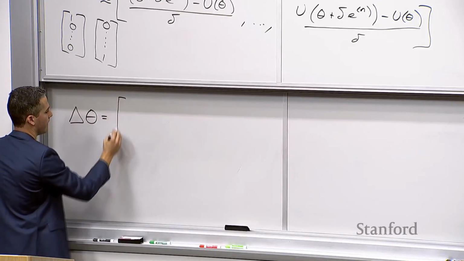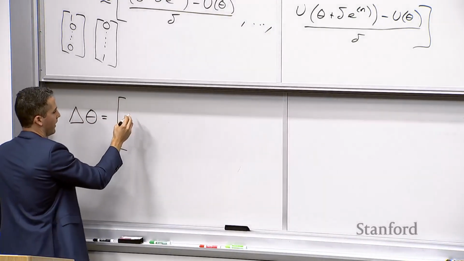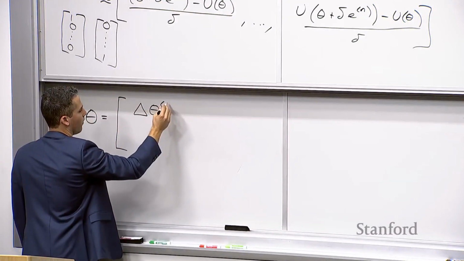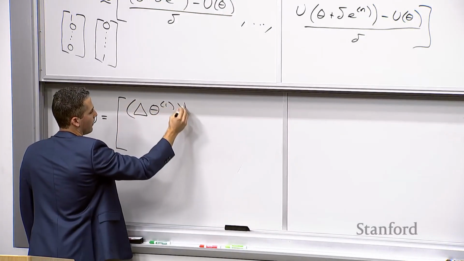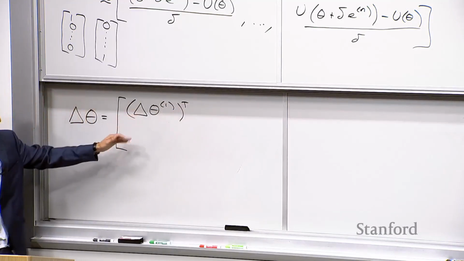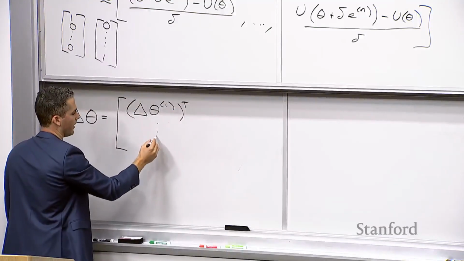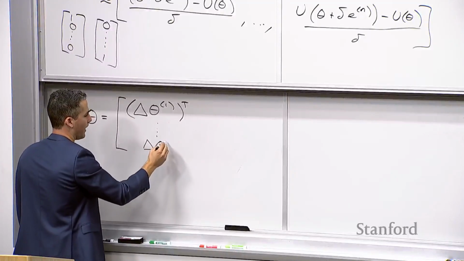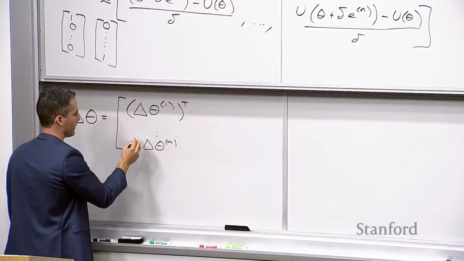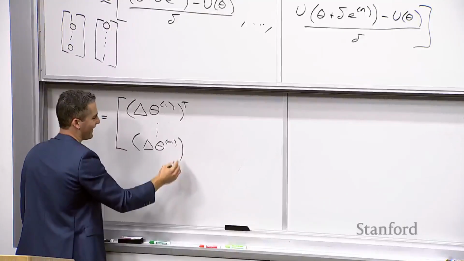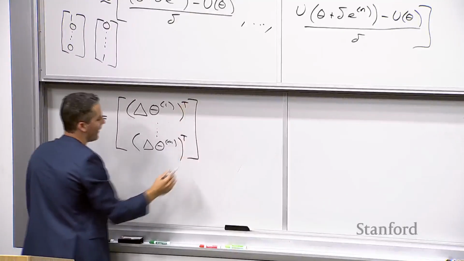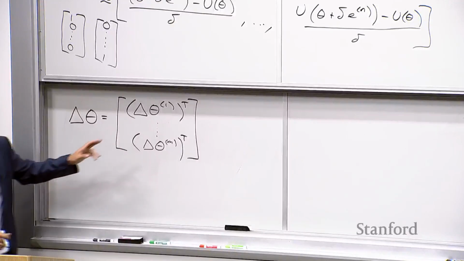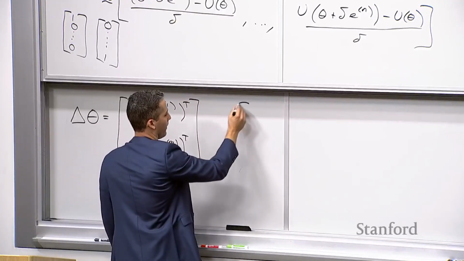What this delta theta is, basically, we're just going to have this delta theta 1 here, and we're going to transpose that. This delta theta, this perturbation, is what you can think about it as. We're going to do that m different times. There's a lot of m's here, so don't get confused with the m's. So we have m different perturbations here.